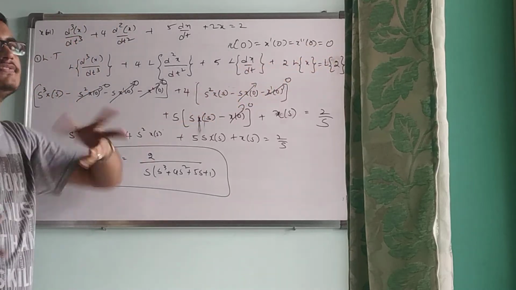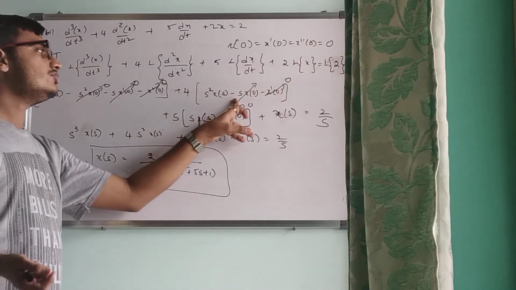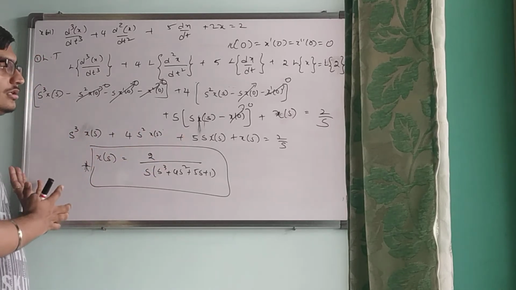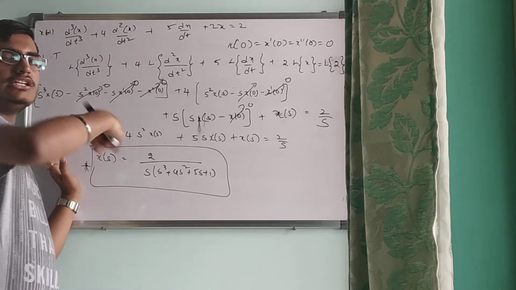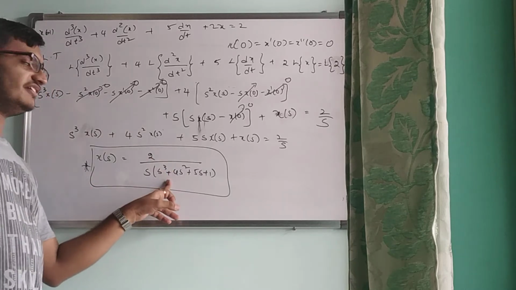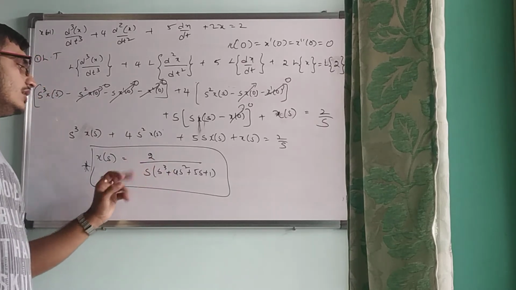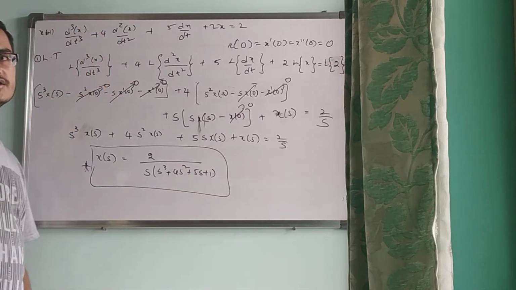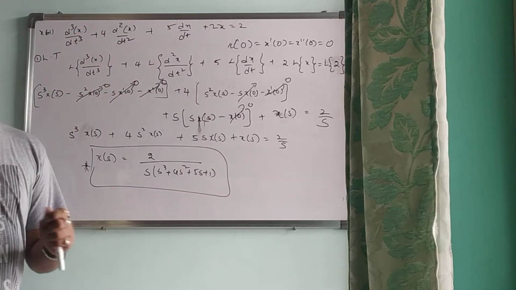In some cases you might have certain values also. So you will substitute those values, take x of s common, and send the rest of the terms to the other side, so it becomes a division. So x of s is 2 by s into s cube plus 4s square plus 5s plus 1. Is it clear?